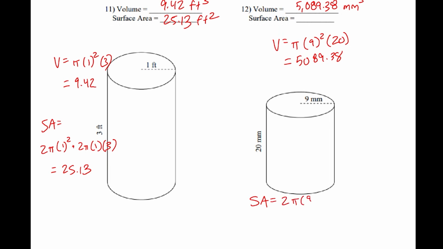2 pi times 9 squared plus 2 pi times 9 times 20. So I'm going to type that in. And ooh, that's a big one. All right, 1,639.91.